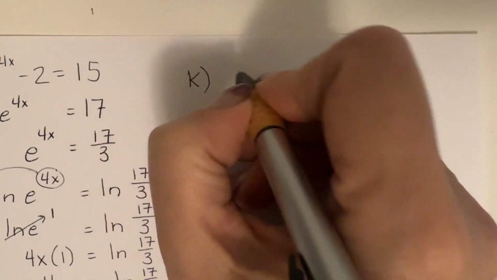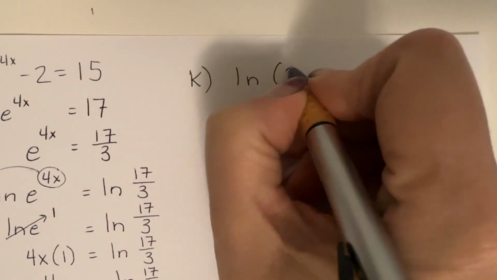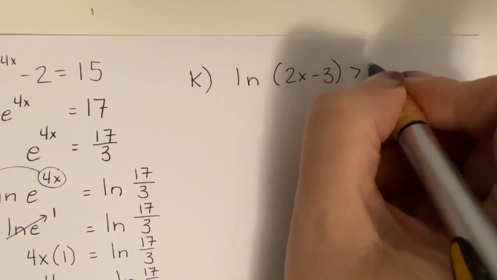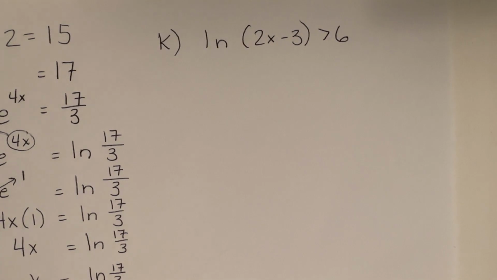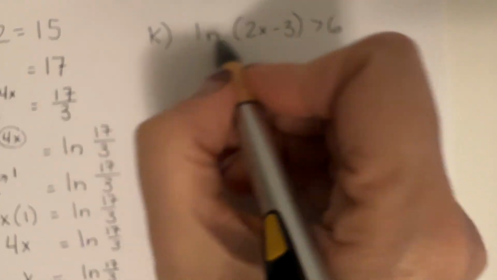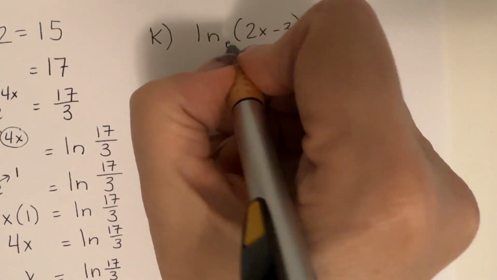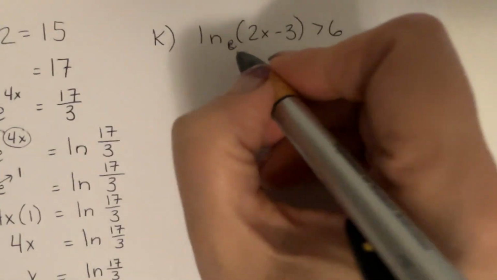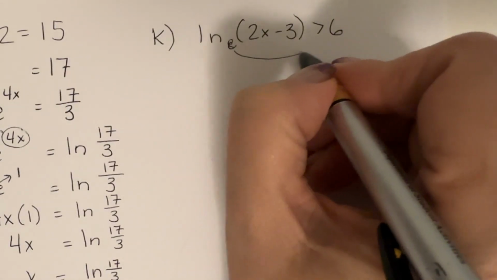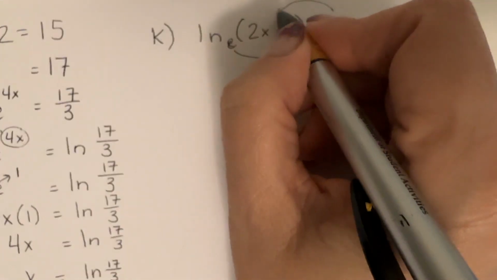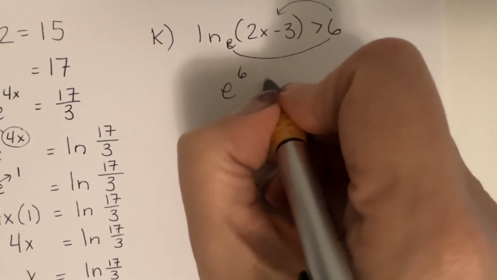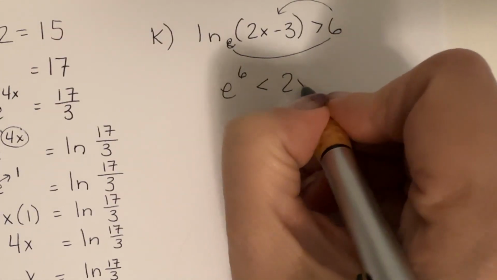So this is k. That's ln of 2x minus 3 is greater than 6. I always have a hard time thinking about this, so I'm going to put the base on the log there, and I am going to rewrite it. So e to the 6th power, and then I've got my argument over there. So e to the 6th power is less than 2x minus 3.